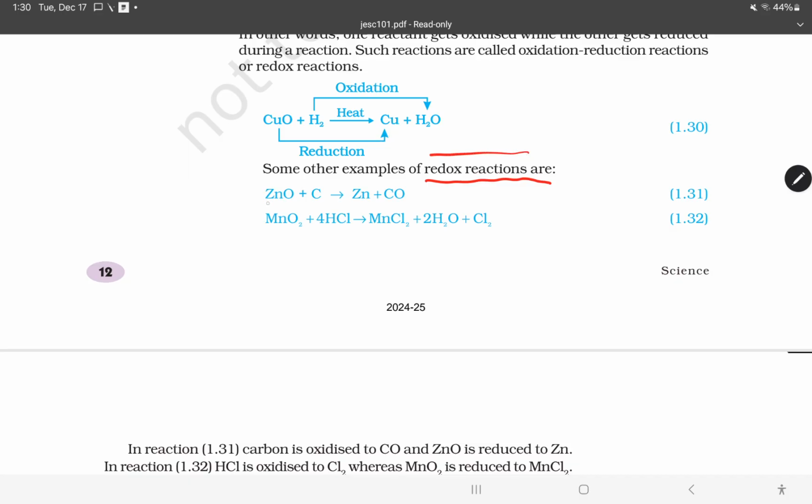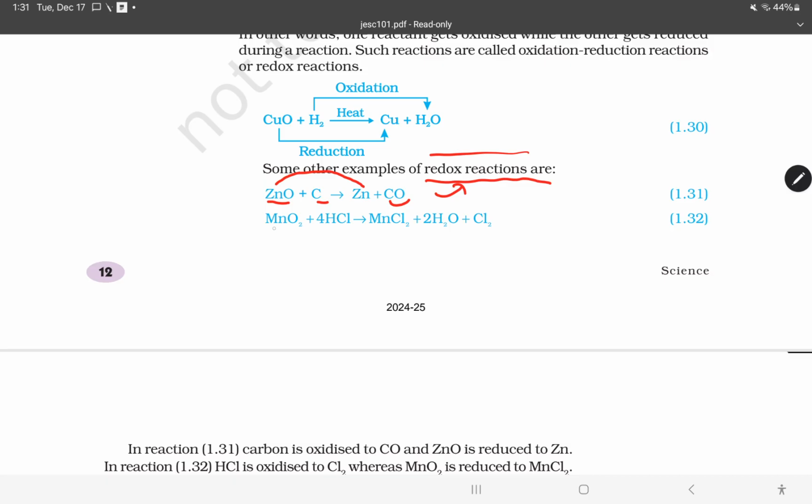Now another example, zinc oxide and carbon. What is happening? Zinc oxide is losing its oxygen, so it is a reduction process, and carbon is gaining oxygen, right? So this is known as oxidation. For carbon it is oxidation, for zinc it is reduction. So it becomes a redox reaction.